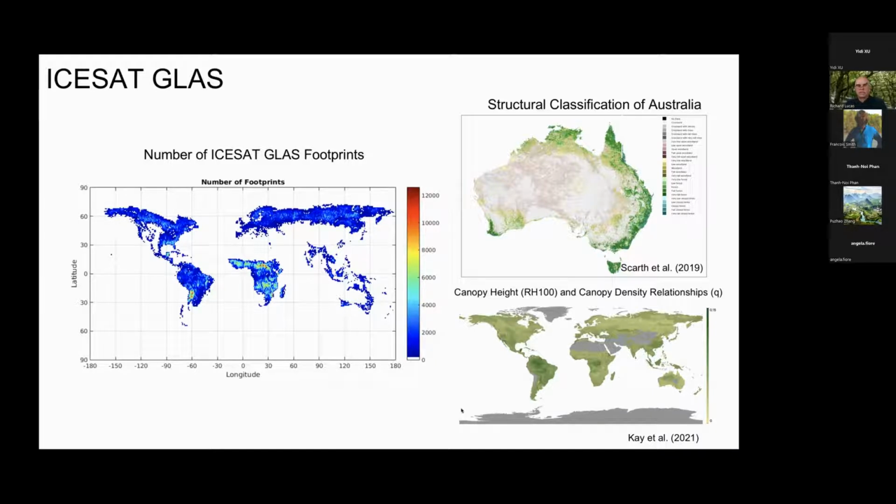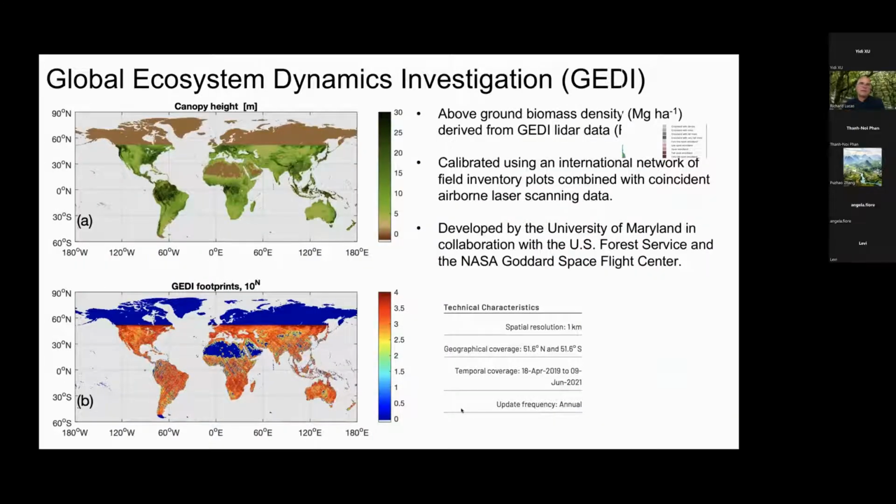So you can get an idea now that different sensors, like the C-band, look more at the upper parts of the vegetation, the leaves and so on, but the L-band looks much more at the woody components, and then you've got structural information coming from ICESat. So the combination of sensors is really important for retrieval. GEDI, again, has been used. It doesn't go into the boreal areas, so it does above ground biomass density. The algorithm is calibrated using a combination of forest inventory plots with airborne laser scanner data, and that's been developed by the University of Maryland, the Forest Service and the NASA Goddard Space Flight Center.